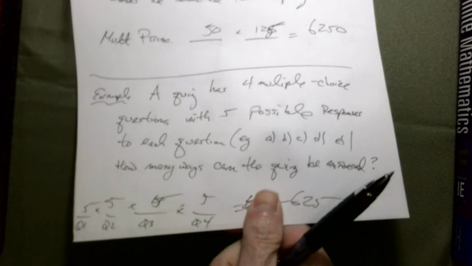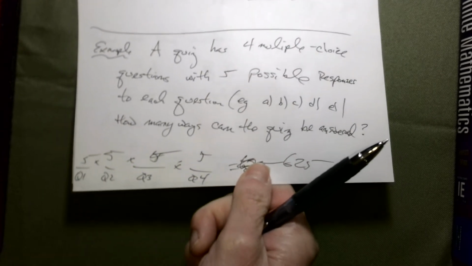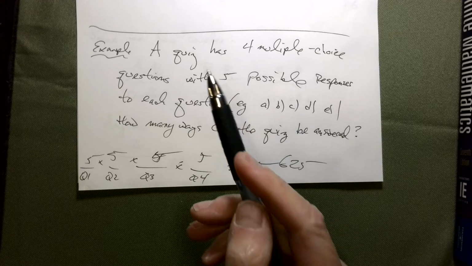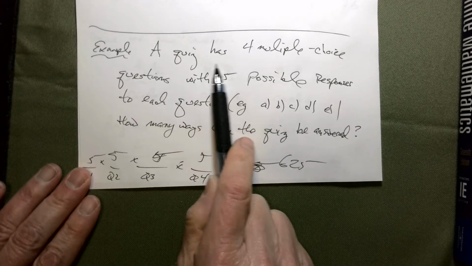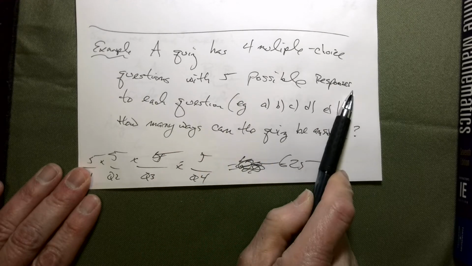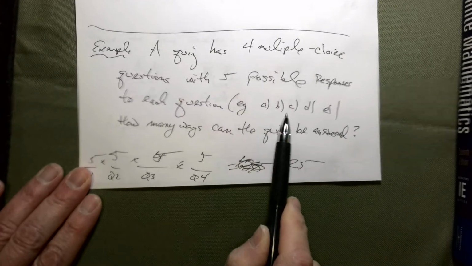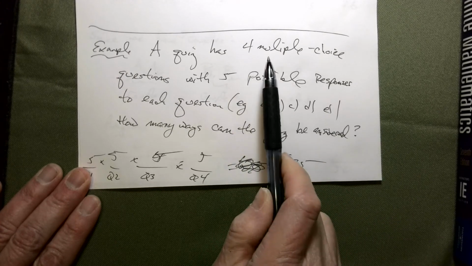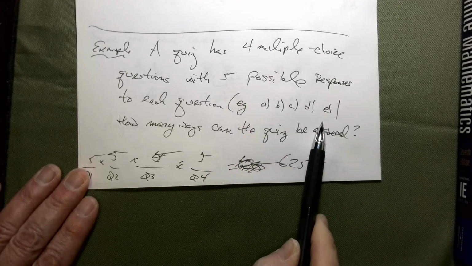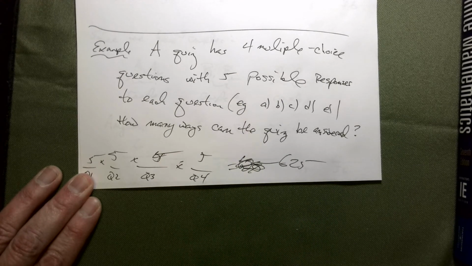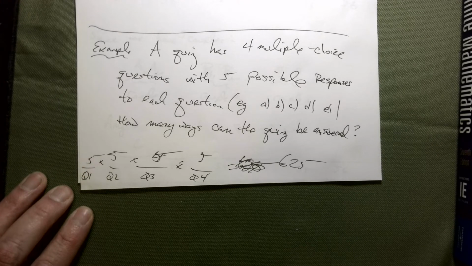Let's take a look at another example. So all we're doing is using the multiplication principle. It's very easy. All you do is multiply your choices. So let's say we have a quiz that has 4 multiple choice questions with 5 possible answers. So that means we have like A, B, C, D, and E, right? And we have 4 questions, 5 possibilities. So the question is, how many ways could the quiz be answered?